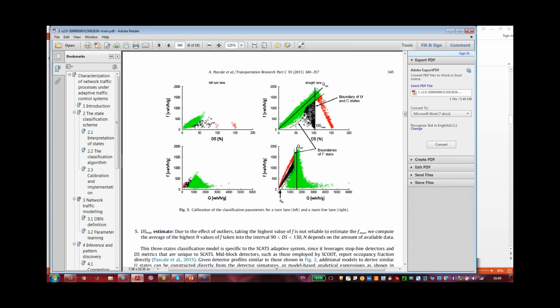So the reason that you have this white triangle is an effect of the control strategy, of the fact that SCATS is trying, at each cycle, to maintain the degree of saturation lower. So it is, I would say, partly an effect of the control system.